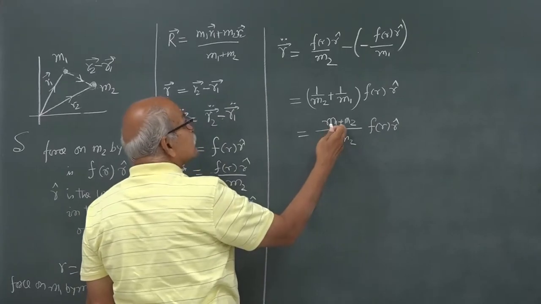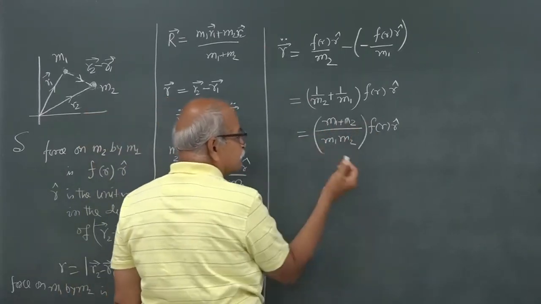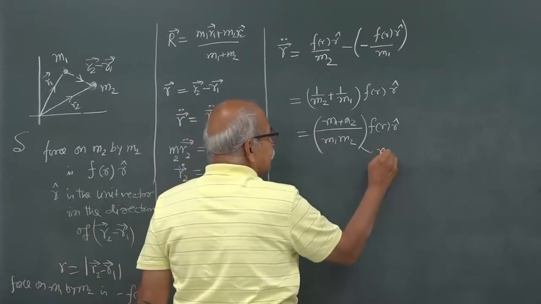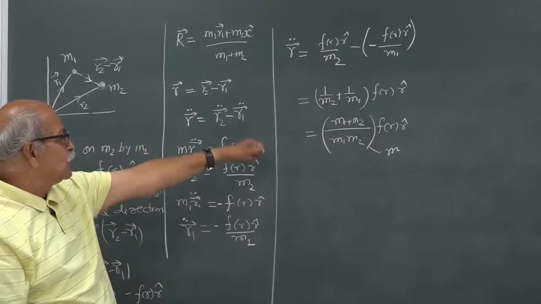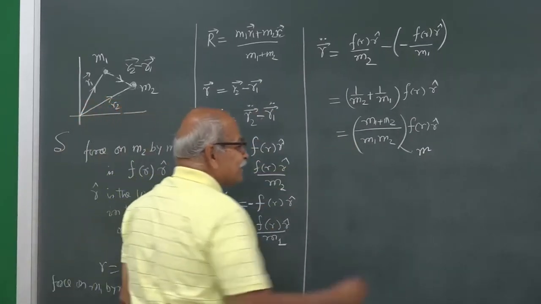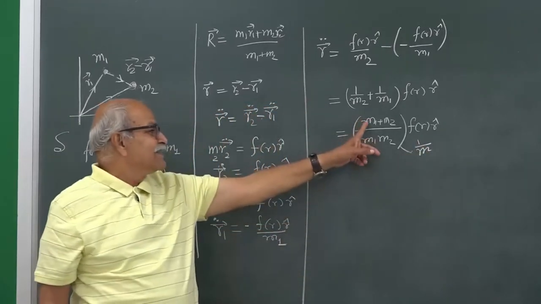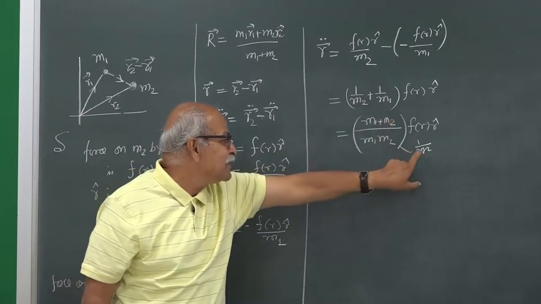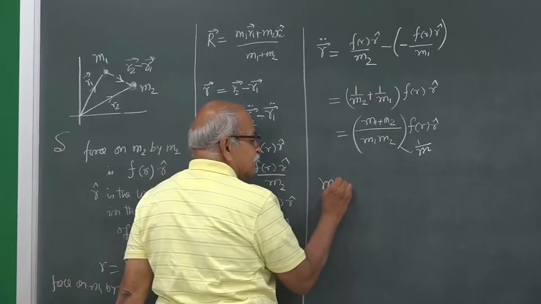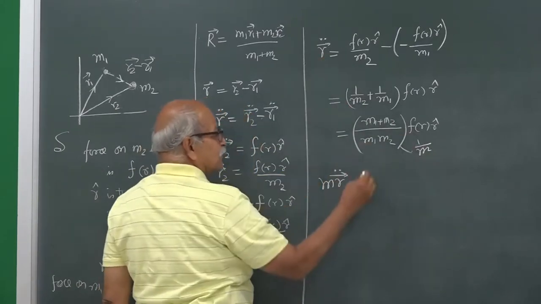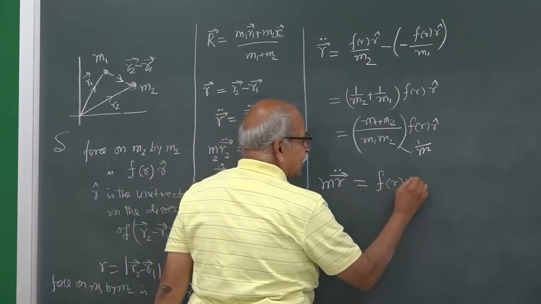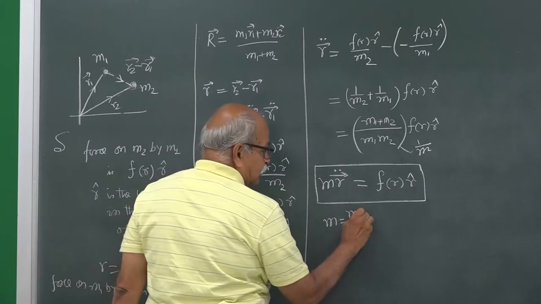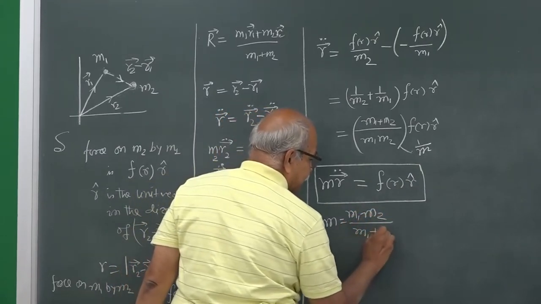So, you can write this as some number, let us write it as 1 by m. We have not used m as such, we have used m1 and m2. Dimensions: here it is m1 plus m2, here it is m1 into m2, so it is 1 divided by mass, so let us write this quantity as 1 by m and take this m on the left hand side. m times R double dot is equal to Fr r cap, where m is equal to m1 m2 divided by m1 plus m2.